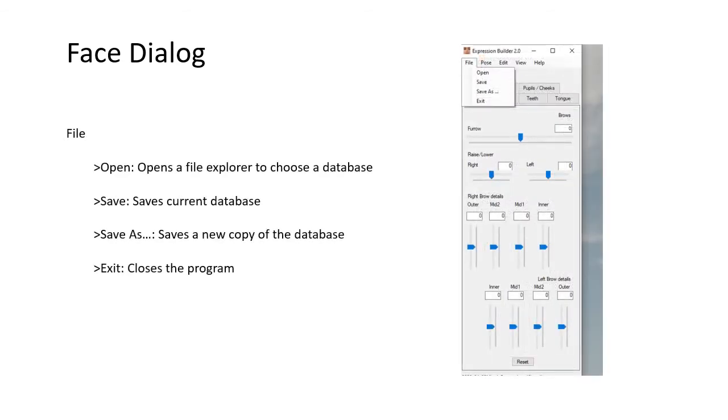This is what the face dialog looks like when you first open a database. Across the top, we have File, Pose, Edit, View, and Help. If you click on File, you'll see Open, which opens a database. Before you open a database, this menu will look very blank. Save saves the current database, and Save As will save a copy of the database with a different name. Exit closes the Expression Builder.